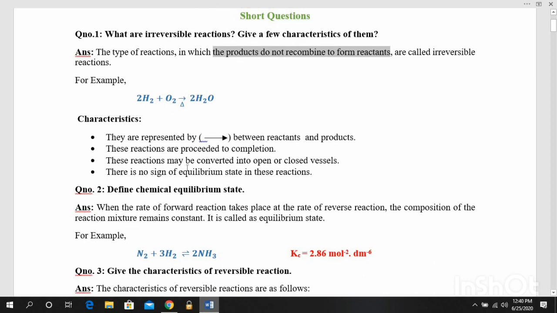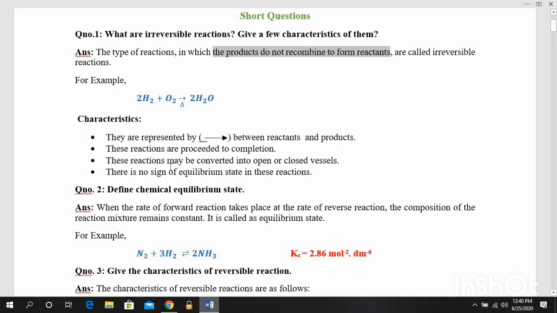You guys already have studied in the chapter that these are represented by a single arrowhead between the reactants and products. These reactions proceed to completion. It means that in these types of reactions you will always get the final product. Like in this reaction, you can see that by the combination of hydrogen and oxygen you finally get water, which does not decompose into oxygen and hydrogen, because the arrowhead shows that the reaction is irreversible.